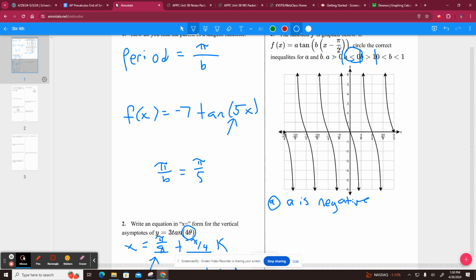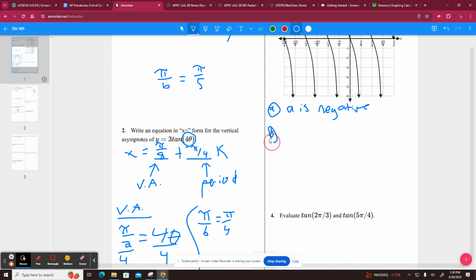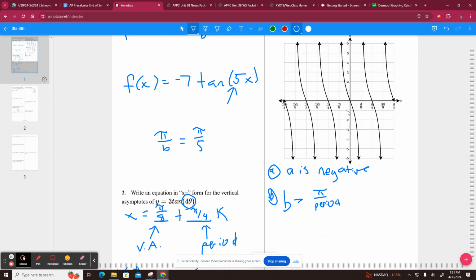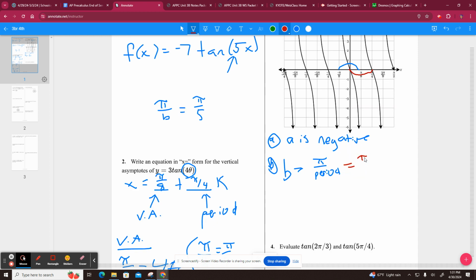And then my b value. Remember, my b value is going to be 2 pi over period. I mean, not 2 pi, that was for sine and cosine. So b equals pi over period. And then my period is from asymptote to asymptote. So you can go here to here, or if it's on the x-axis nicely, you can go from here to here. And that gives me a distance of pi over 4. So that's my period here.